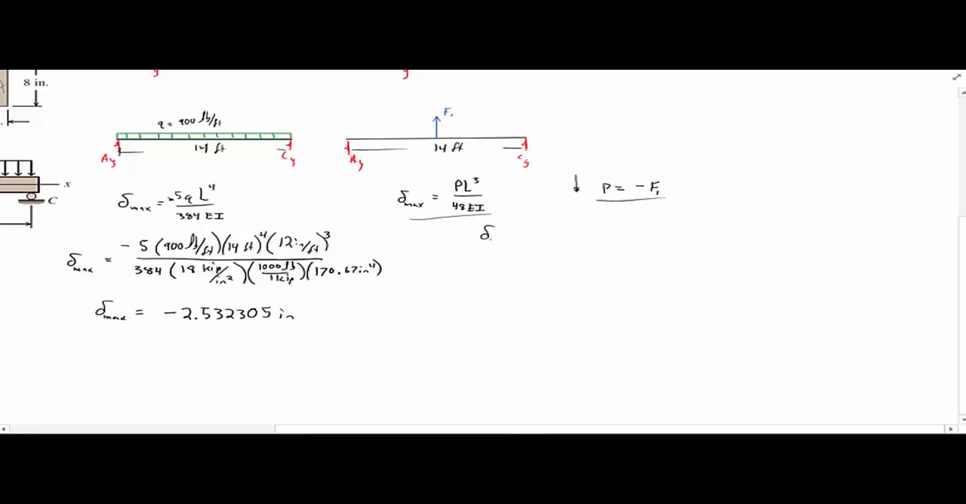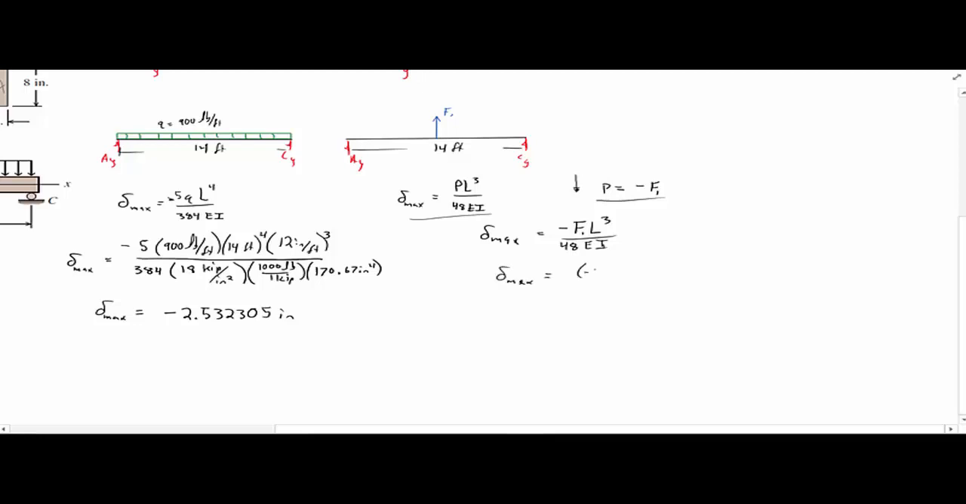And so our deflection max then equals negative F sub 1 L cubed over 48 modulus of elasticity multiplied by moment of inertia. So we don't know what F sub 1 is. In fact, that's actually part of the problem. In part A, we need to find out what that force is. So the first thing that we do is we'll just go ahead and say our deflection max, and this will be due to the point load.